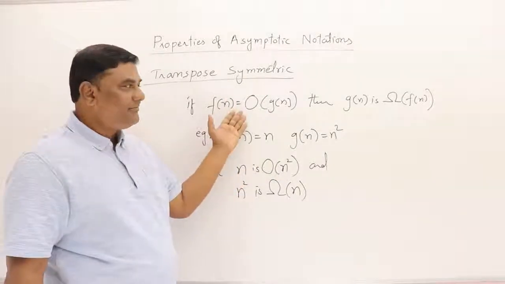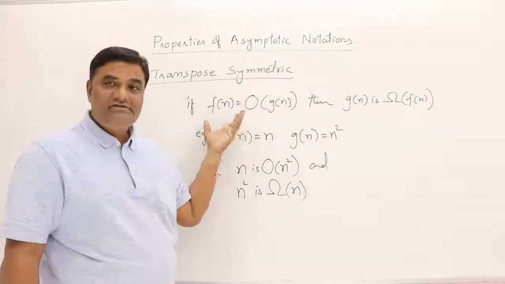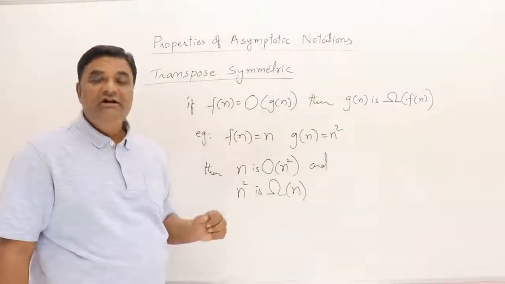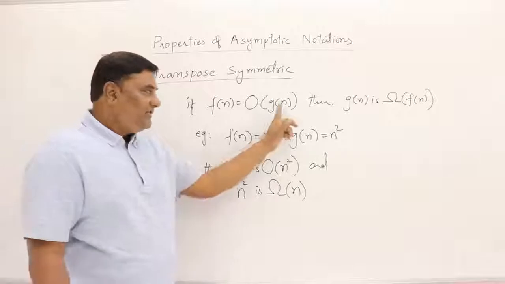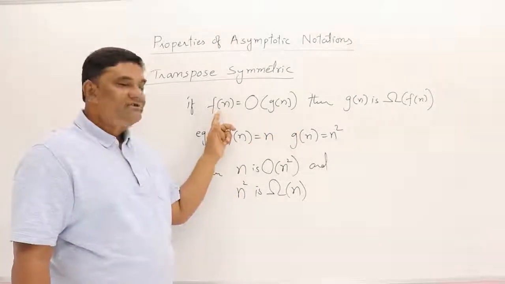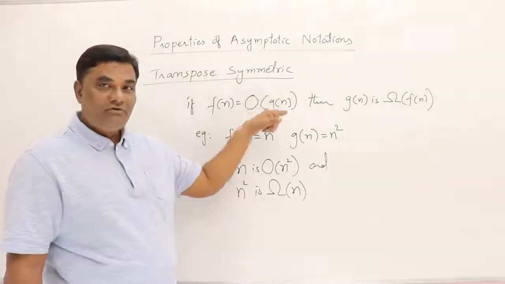First I have taken upper bound, so then for lower bound, you change it. This is the lower bound, then that is the upper bound. So if one function is forming an upper bound for this one, then this function becomes a lower bound for that function.